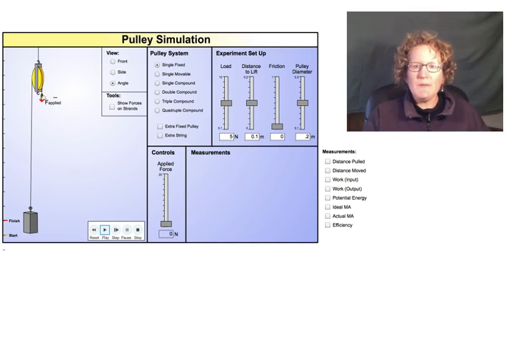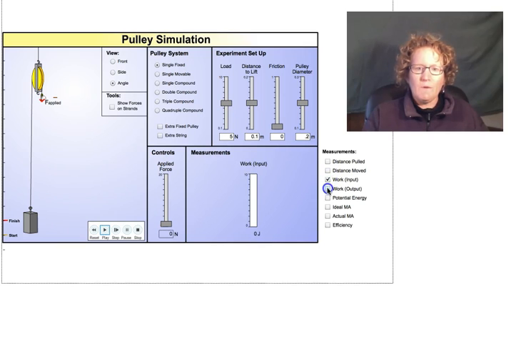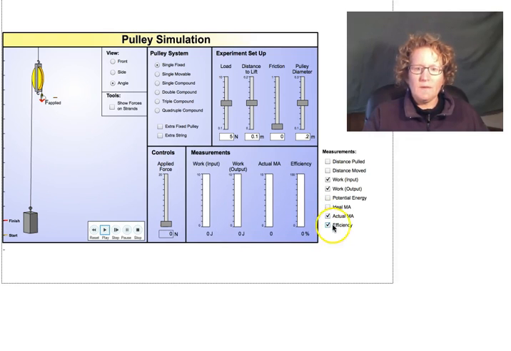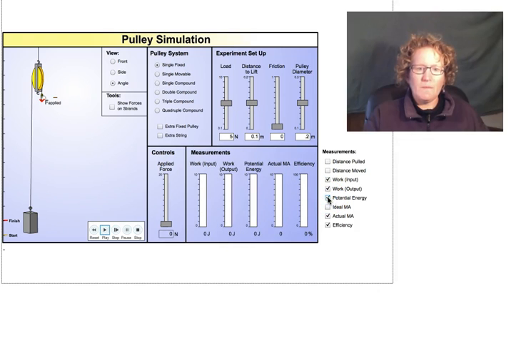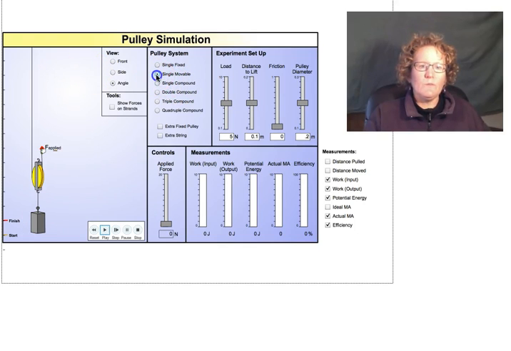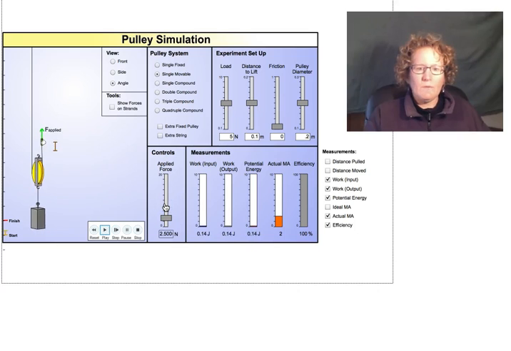So I've pulled up the Compass learning simulation, and I'm going to check these boxes. Work input, work output. These are kind of like our graphs in the last simulation. I want to have actual mechanical advantage and efficiency. Oh, and I want potential energy as well. So we have a single fixed pulley here, which is just a mechanical advantage of 1. So that's not great. Let's do a single movable pulley and see how that helps us. We have to apply some force here, and it will raise things for us.